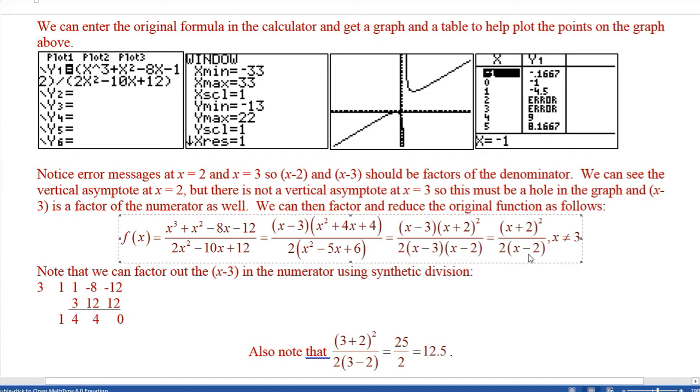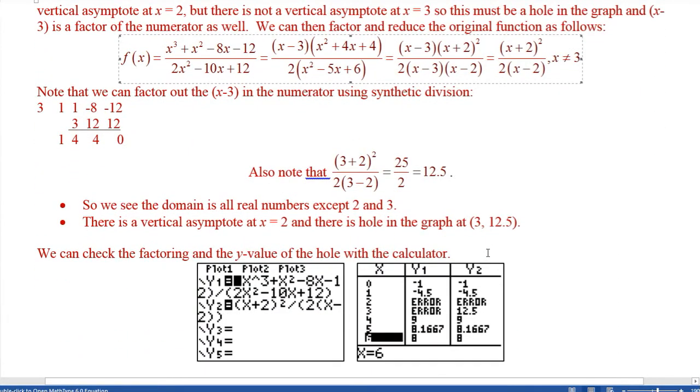x plus 2 squared over 2 times (x minus 2). And so notice if we put that in as our y, say y2, be sure you put parentheses around the whole denominator, so that's (x plus 2) squared divided by parentheses 2 times (x minus 2). Then you see that these are identical everywhere except for at 3, and (3, 12.5) then is our y-coordinate of our hole.